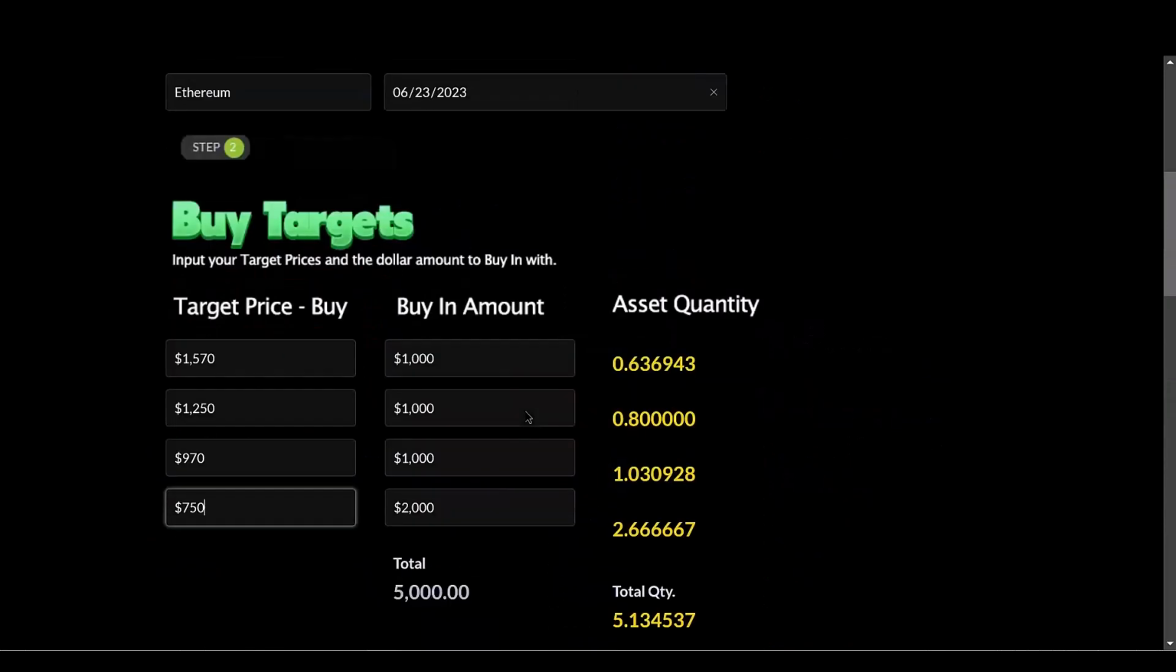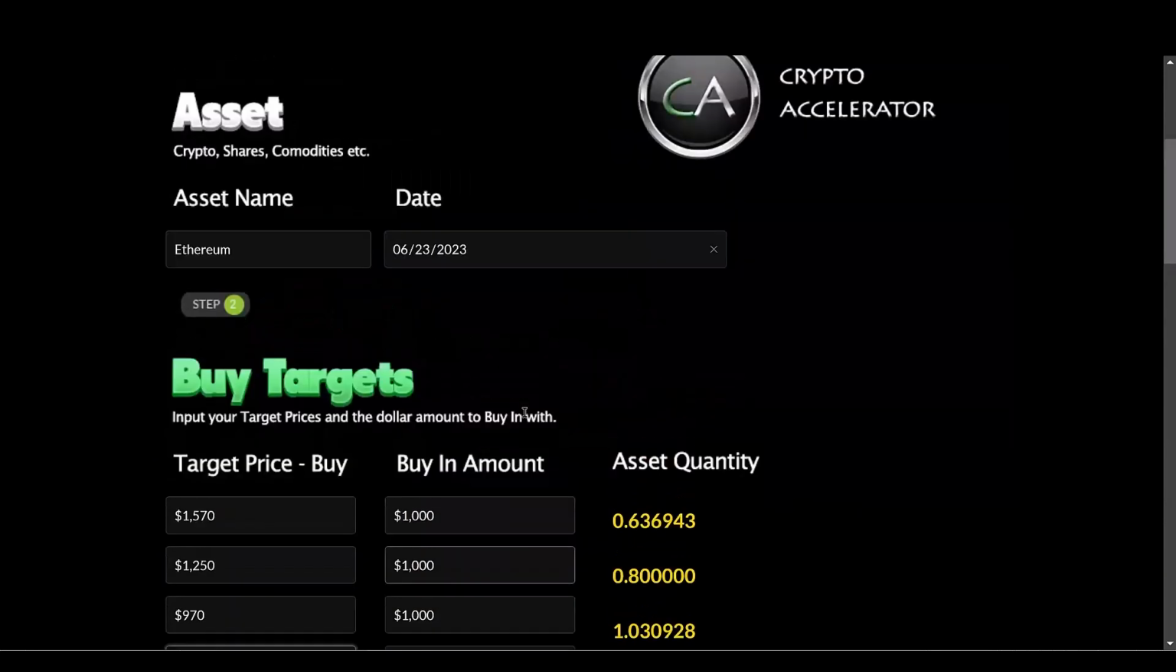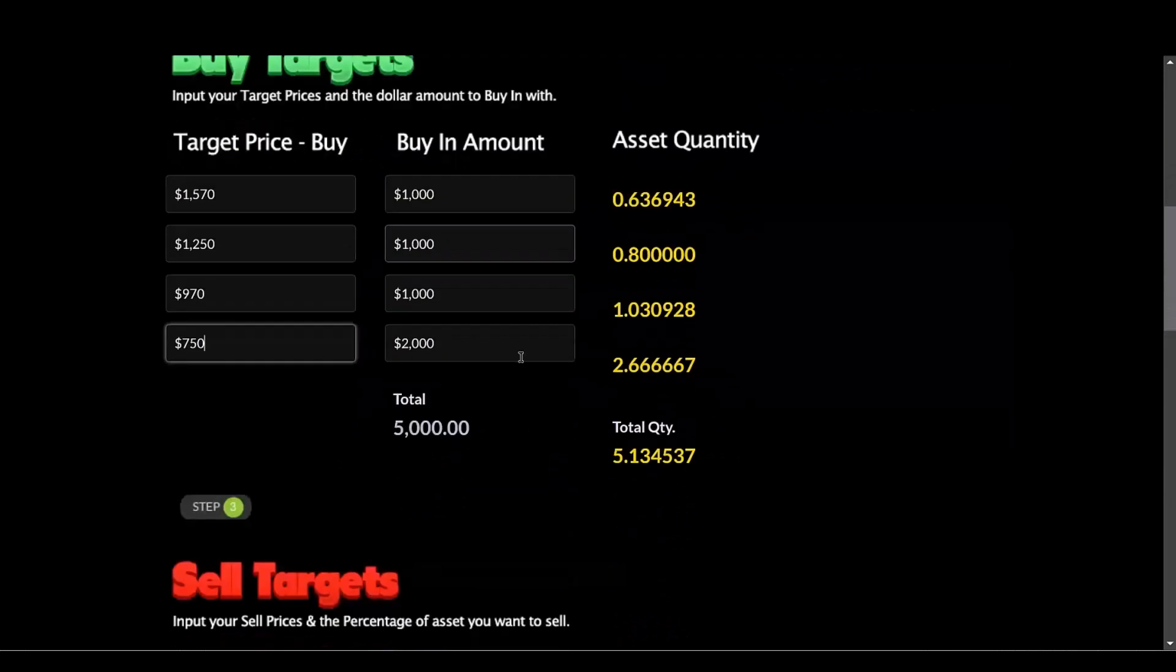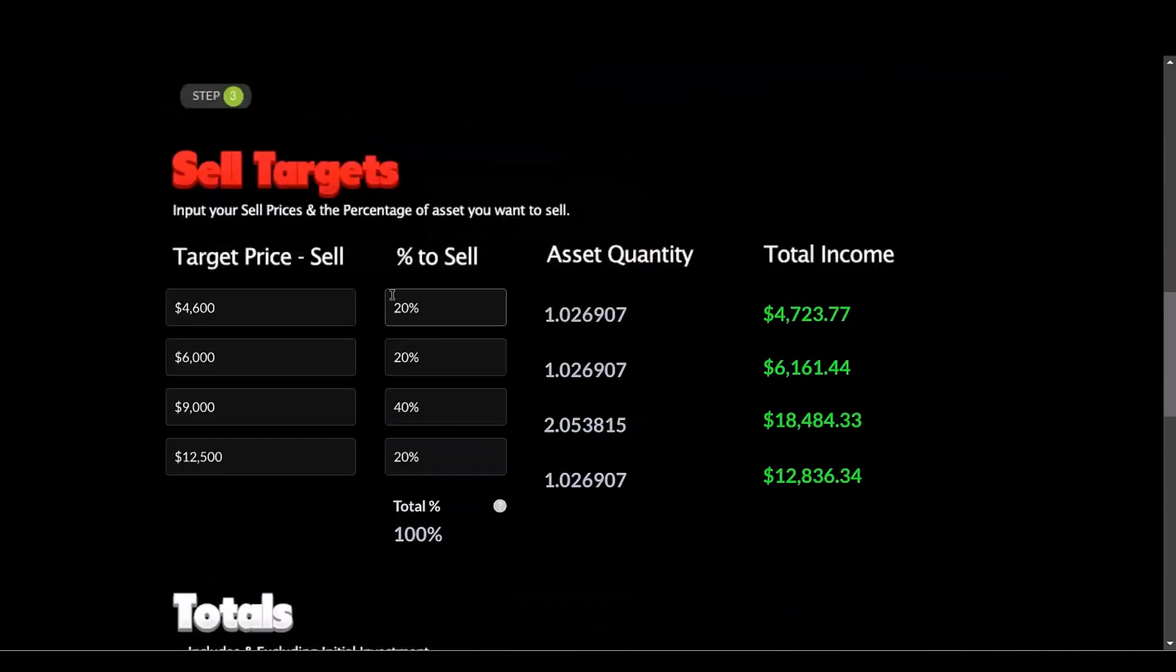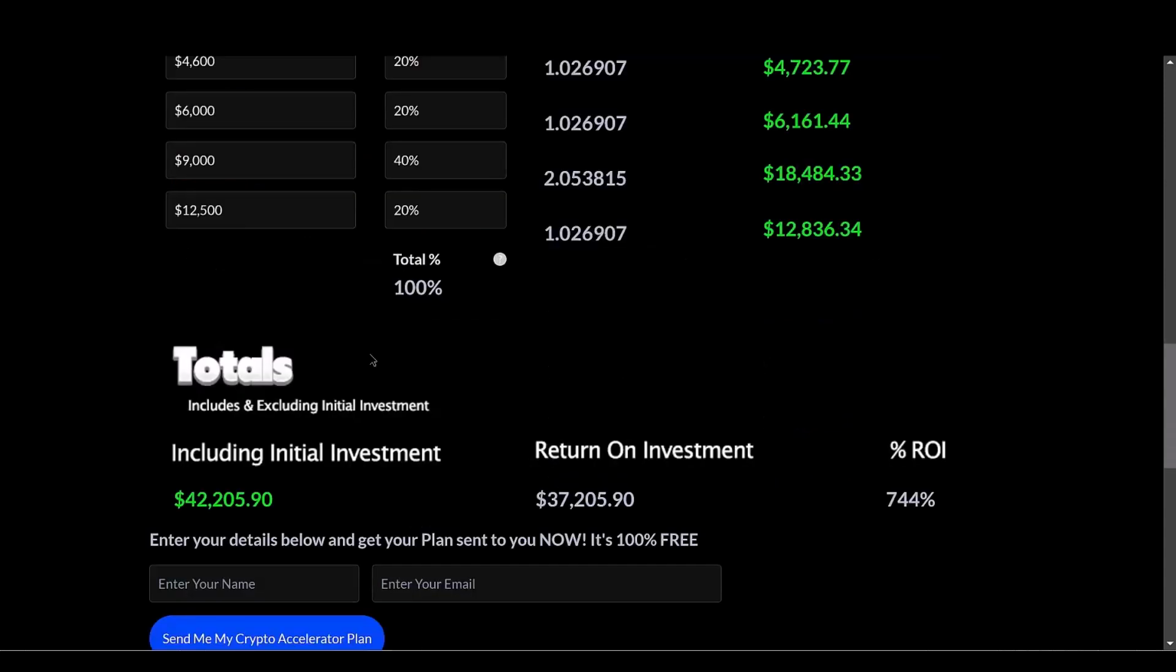This is the beauty of using the Crypto Accelerator Tool: you can play around with these figures, whether it be your buy-in targets, your buying amounts, your sell targets, or the percentage you're going to sell, and you can craft the perfect crypto investing strategy that suits your investment style. That's a wrap on Ethereum in this video for today.